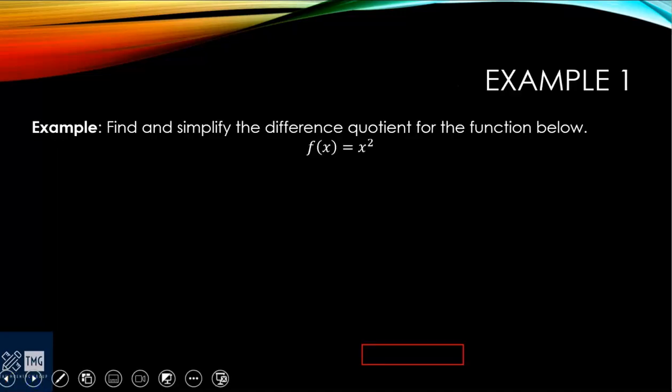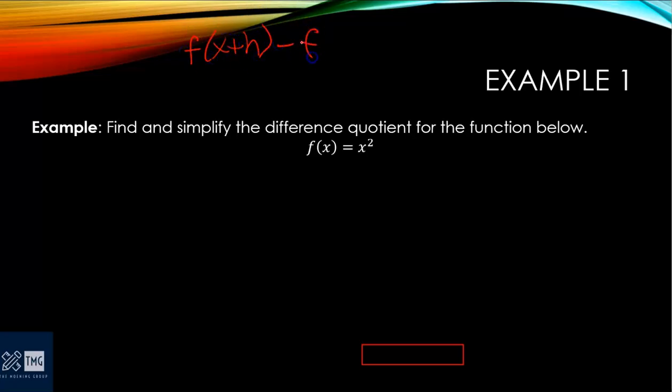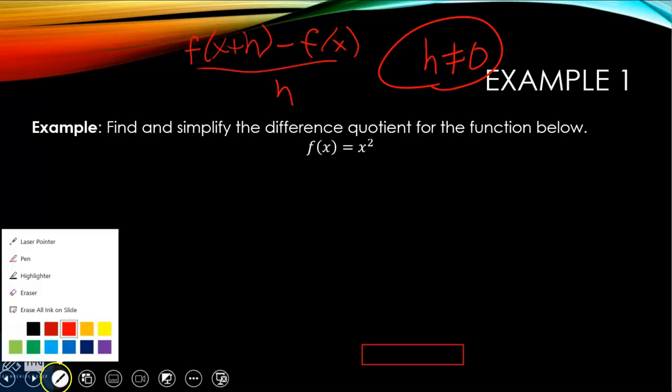So let's go ahead and play with this. We're going to find and simplify the difference quotient for the function below. Let's remember the difference quotient is f of x plus h minus f of x all over h. And the big thing to remember, h can't be 0, because if h is 0, the whole thing doesn't work. We cannot divide by 0. So just something to keep in mind for our problems here.